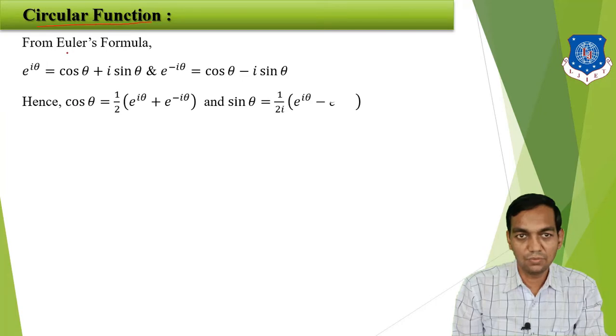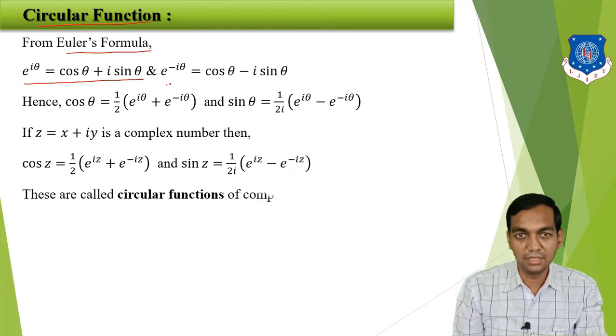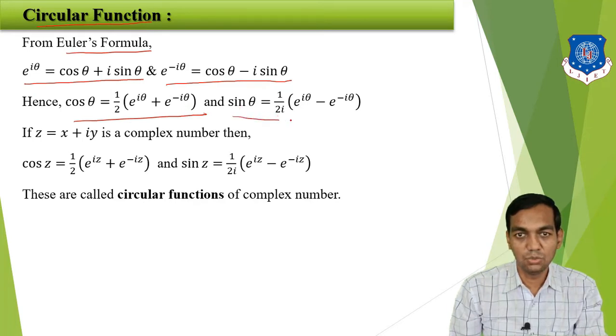And we are aware of Euler's formula for a complex number: e raised to i theta is equal to cos theta plus i sin theta, and e raised to minus i theta will be cos theta minus i sin theta. So if we add these two, then you will get cos theta is equal to 1 upon 2 (e raised to i theta plus e raised to minus i theta), and sin theta is equal to 1 upon 2i into (e raised to i theta minus e raised to minus i theta).